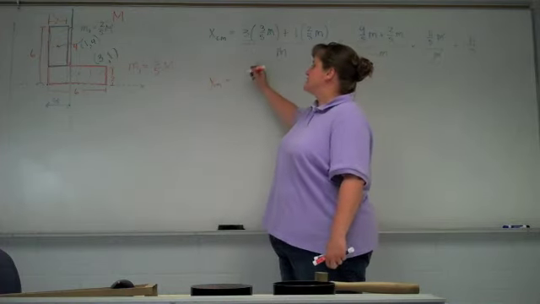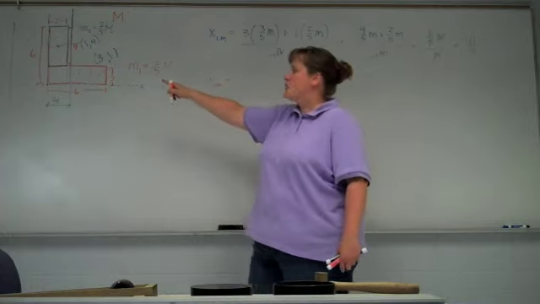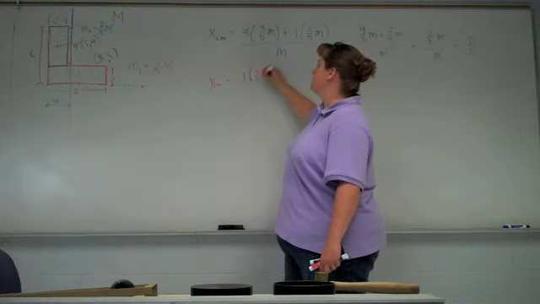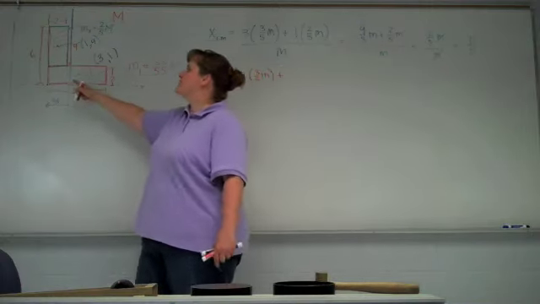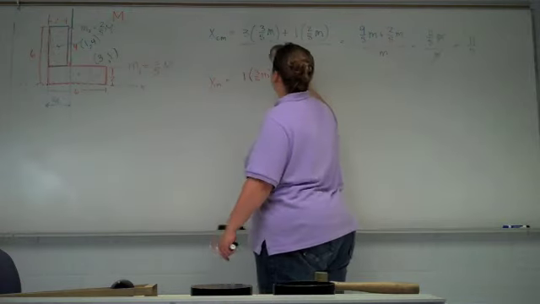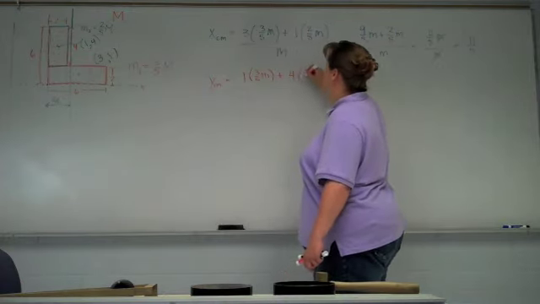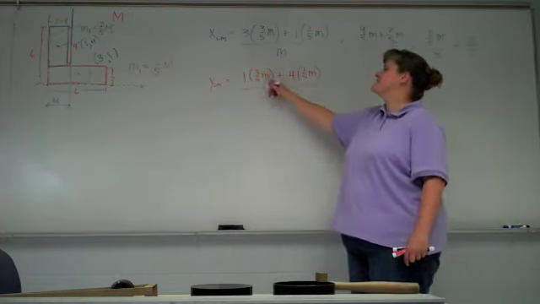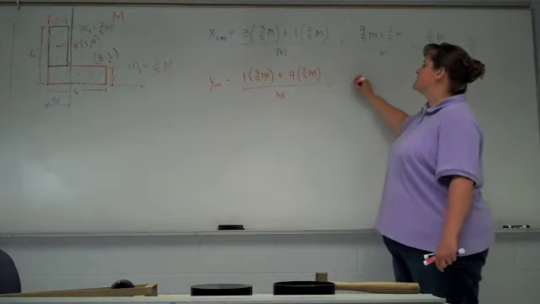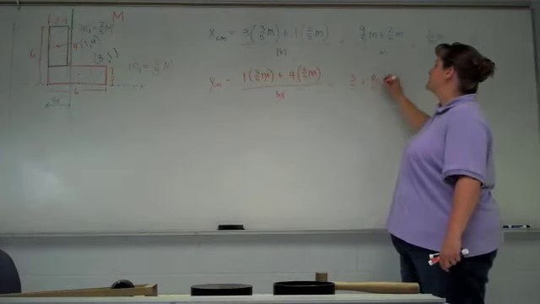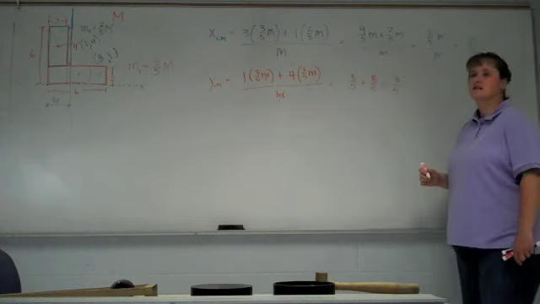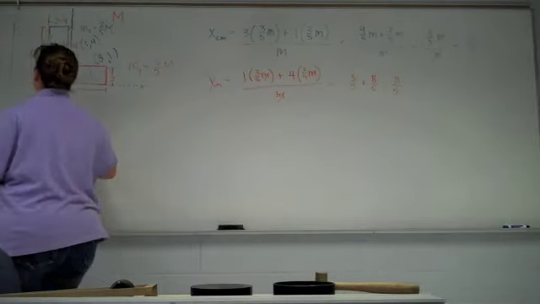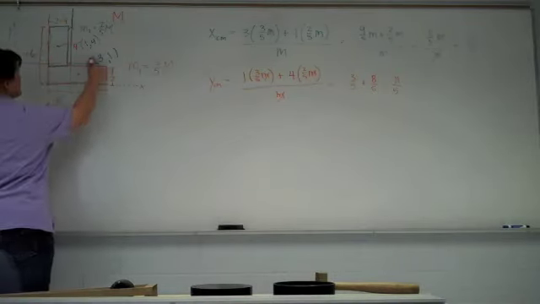The y center of mass. We need to take the y position times the mass. So 1 times the 3/5 m, plus the y position, the 4, times the mass, all over the total mass. And again, the masses are going to cancel, so we get 3/5 plus 8/5, which is conveniently 11/5 as well. So just over 2, so this is the y center of mass line.